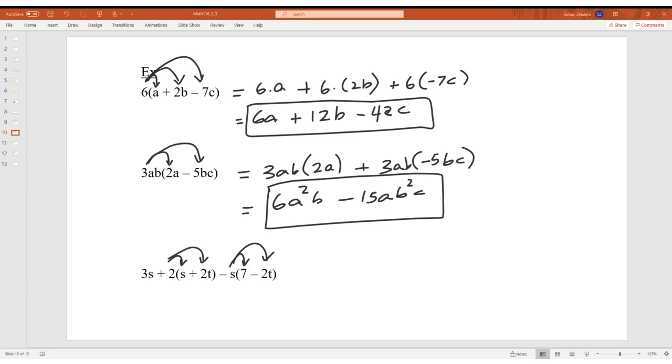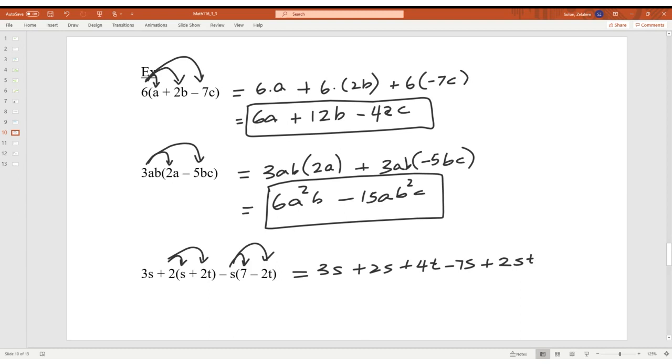Excellent, Norma, Luz, Benji, and let's do that as a class. So first, I have to distribute the 2 over s plus 2t for the first expression. I have 3s by itself, plus 2s plus 4t. Then I'll distribute the negative s over 7 and negative 2t. So negative s times 7 would be negative 7s. Negative s times negative 2t. So negative times a negative is positive, so it becomes 2st.